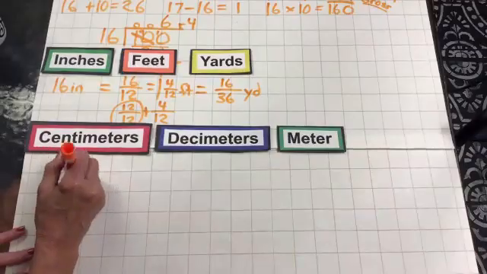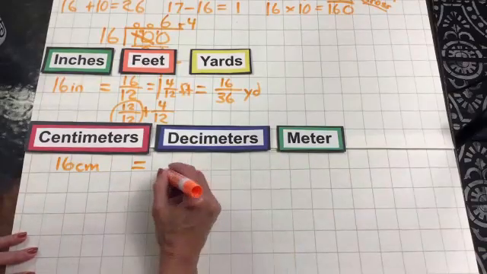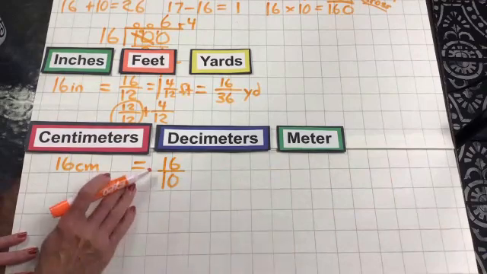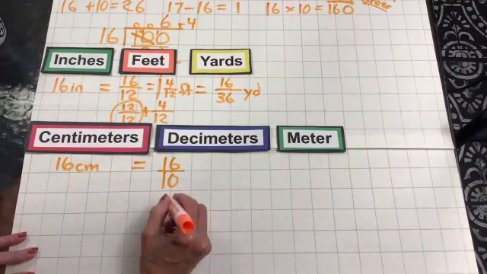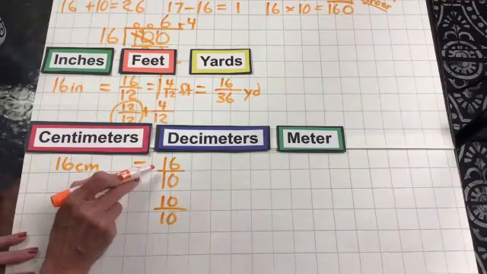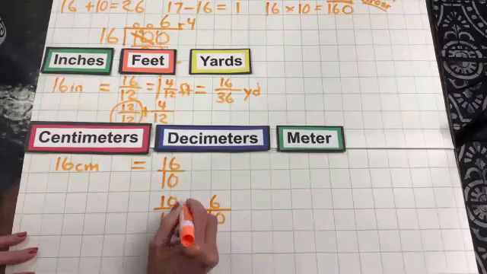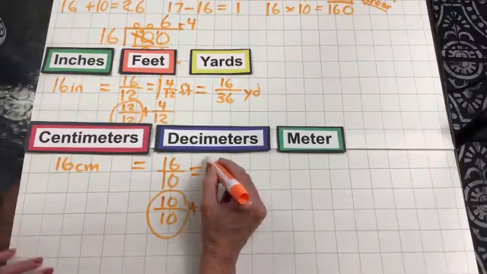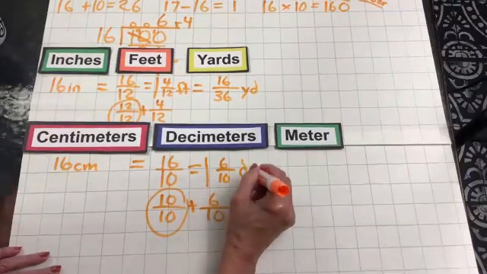Here we go, 16 centimeters. CM is the abbreviation. So it takes 10 centimeters to make a decimeter. And look at here, we've got an improper fraction. The numerator is bigger than the denominator. So let's drop down and we're going to make 10 over 10. And if we take 10 away from the 16, we still have 6. So we have 1 whole with 6 tenths. So we have 1 whole, make sure your whole number is as big as the fraction, and 6 tenths decimeter, DM.